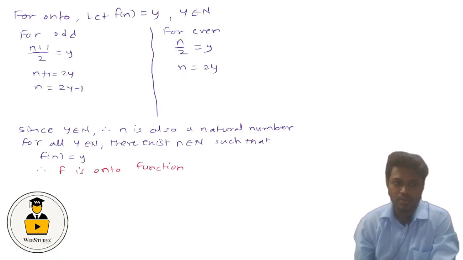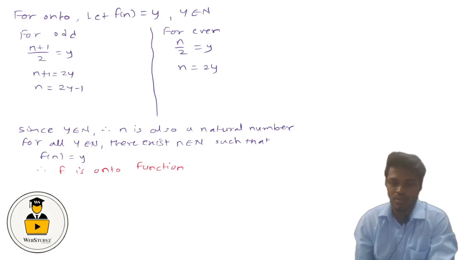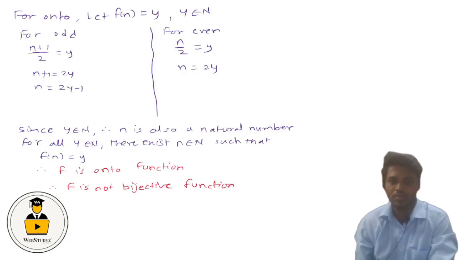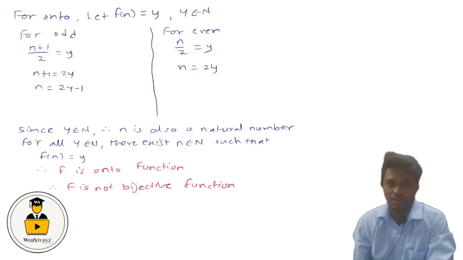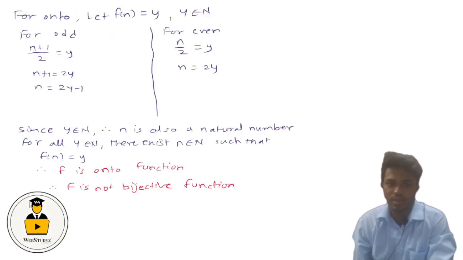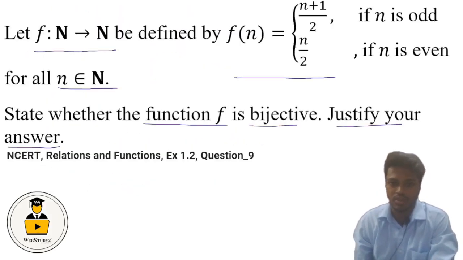Now we have seen that the function is not one to one but it is onto. So in order to be a bijective function, it has to satisfy both the one to one as well as the onto function conditions. But it is not satisfying the one to one condition. That is why we can say that the function is not a bijective function.